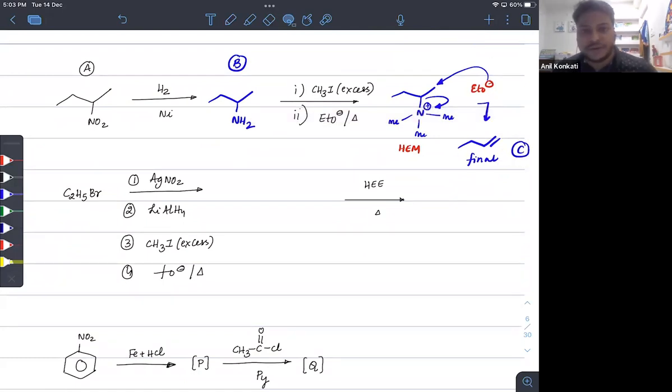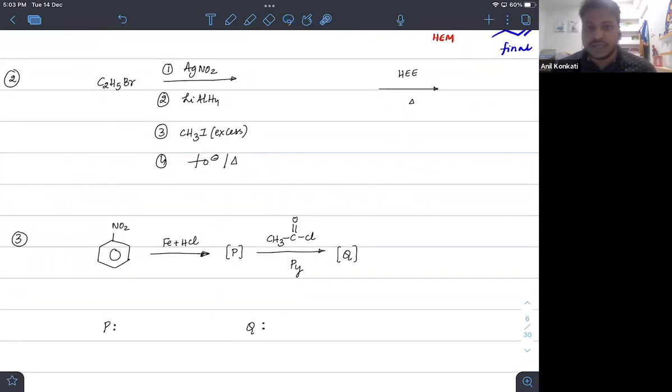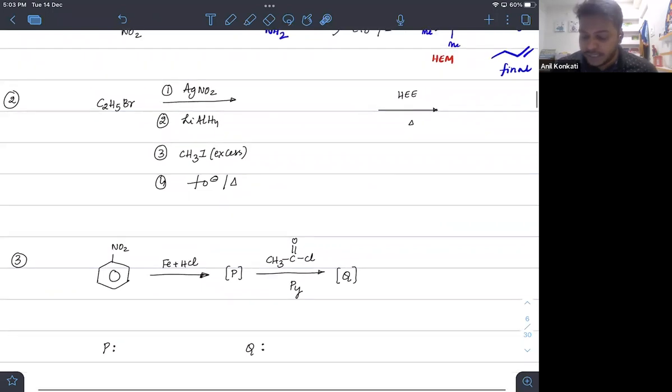I hope all of you are able to recall this. Okay. देखो बेटा, amines हमेशा typically इसी के साथ जोड़ा जाता है. Most of the questions C2H5Br was taken, alkyl halide was taken, and we are treating with AgNO2.